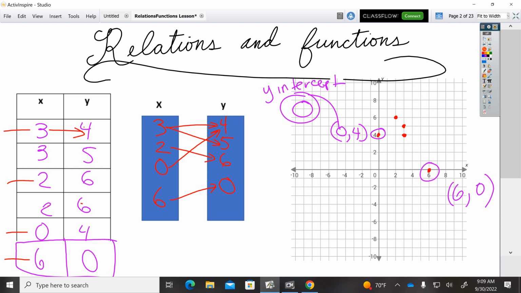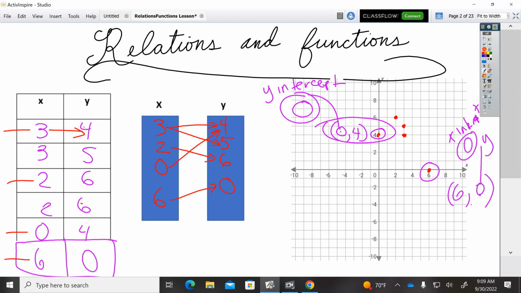Now, on that one it's backwards. The y value of your x-intercept is what? 0, your y value. So that's what I want to show you. Whenever you have a y-intercept, the x value is always 0. Whenever you have an x-intercept, the y value is always what?